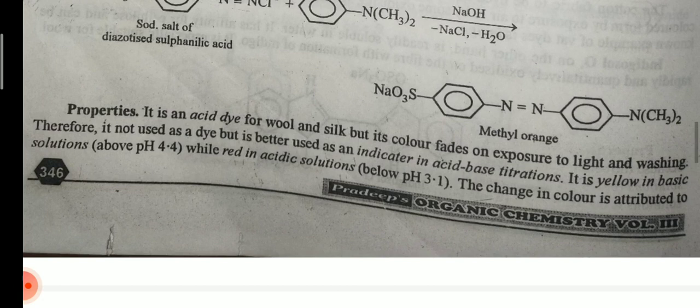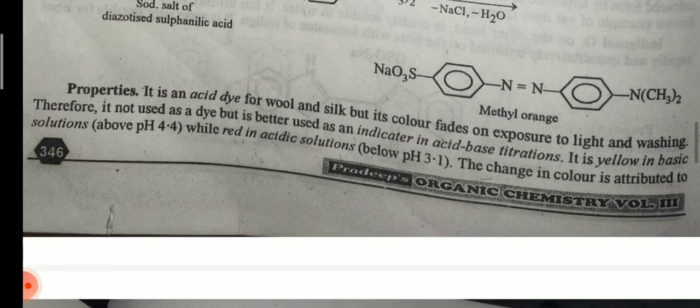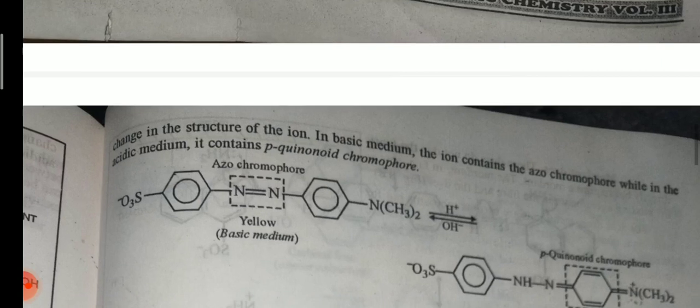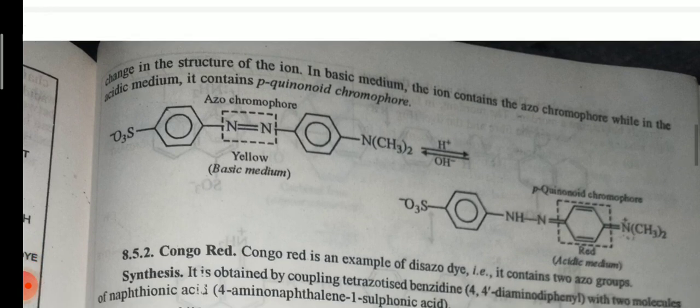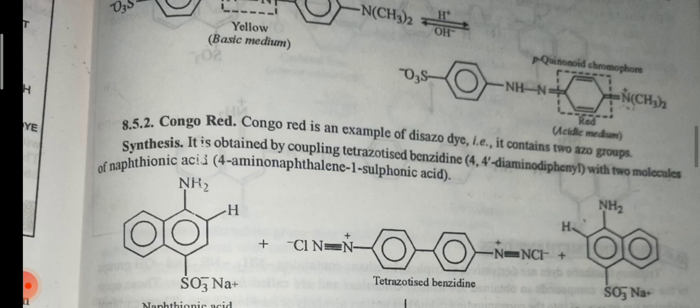It is yellow in basic solutions above pH 4.4 while red in acidic solution below pH 3.1. The change in color is attributed to the change in structure of the ion. In basic medium, the ion contains the azo chromophore, while in the acidic medium, it contains a paraquinonoid chromophore. Congo red. Congo red is an example of a diazo dye.